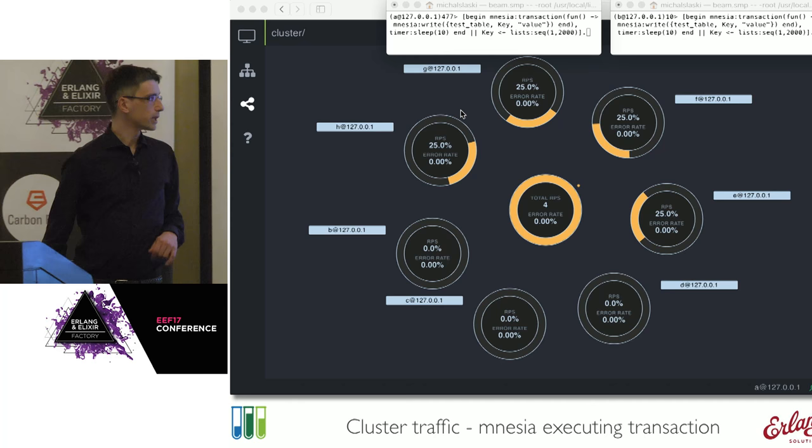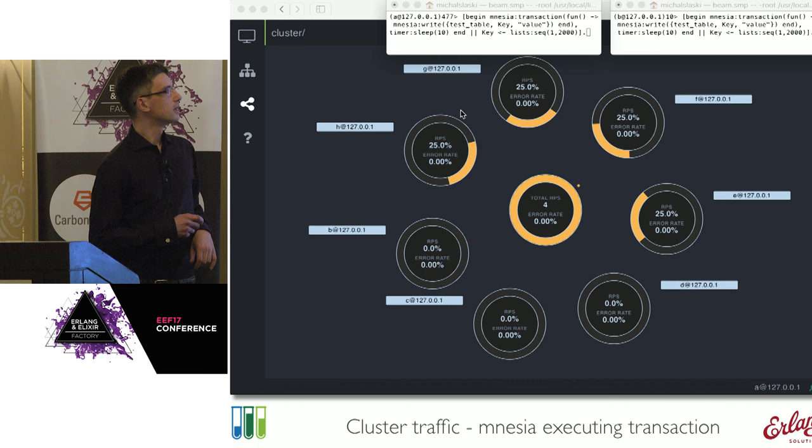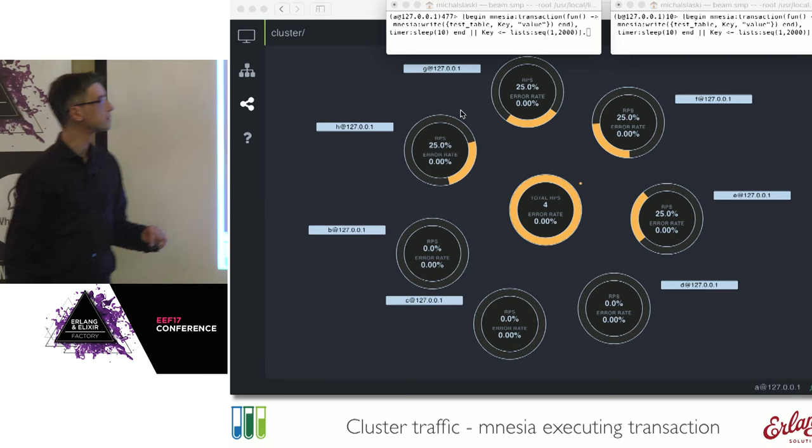What we will do now is we will, on this node, execute Amnesia transaction function 2,000 times, all right? So we will see what happens. And also, just to make it even more interesting, soon after, we will execute the same number of transactions, but originating from node B, all right? So this is node B, this is node A. Let's see what happens. First, we start with node A.